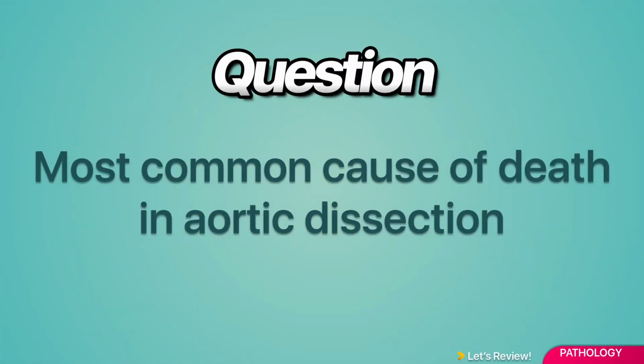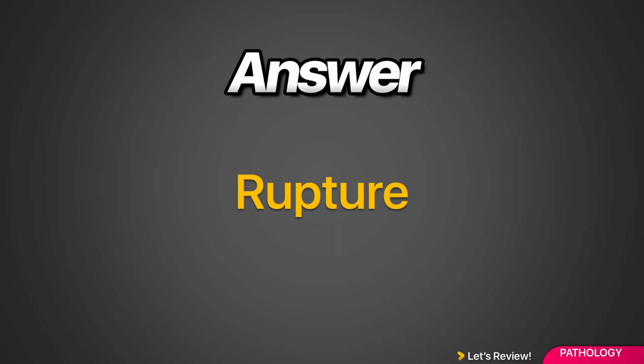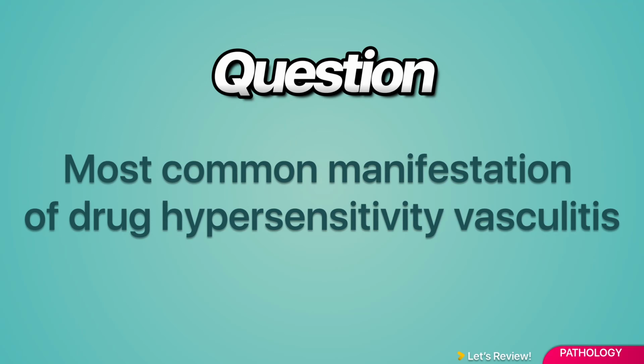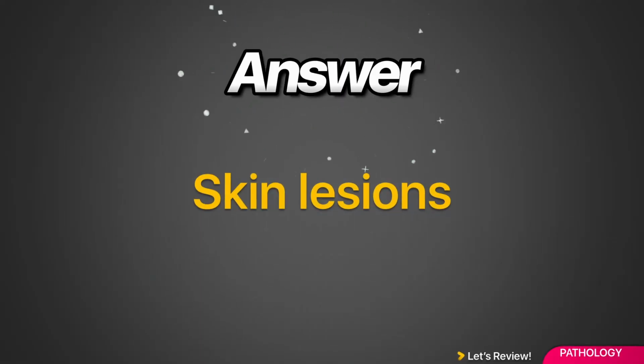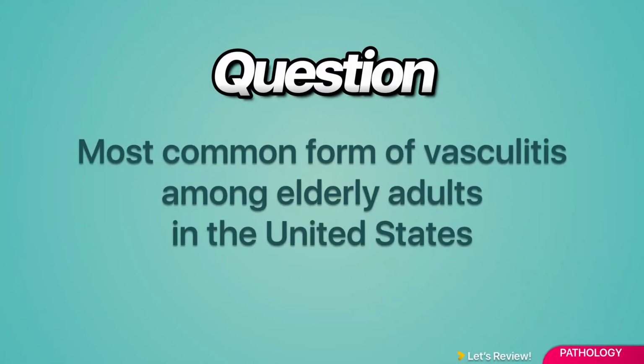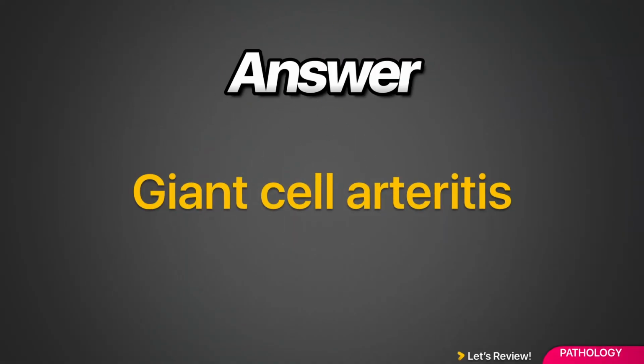Most common cause of death in aortic dissection. Rupture. Most common manifestation of drug hypersensitivity vasculitis. Skin lesions. Most common form of vasculitis among elderly adults in the United States. Giant cell arteritis.